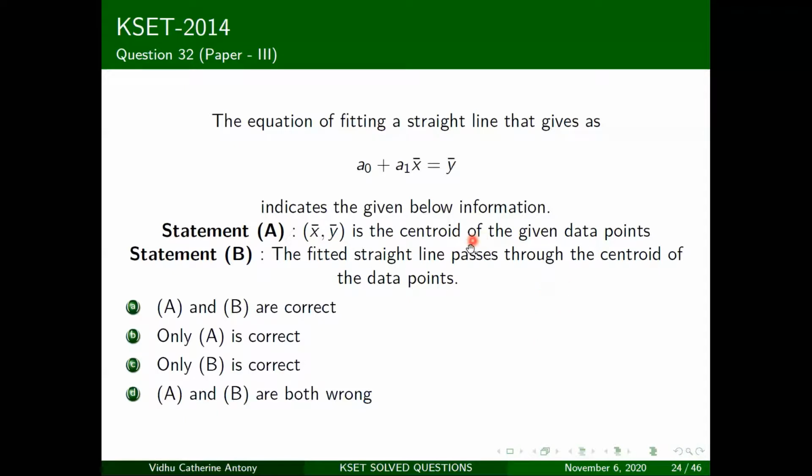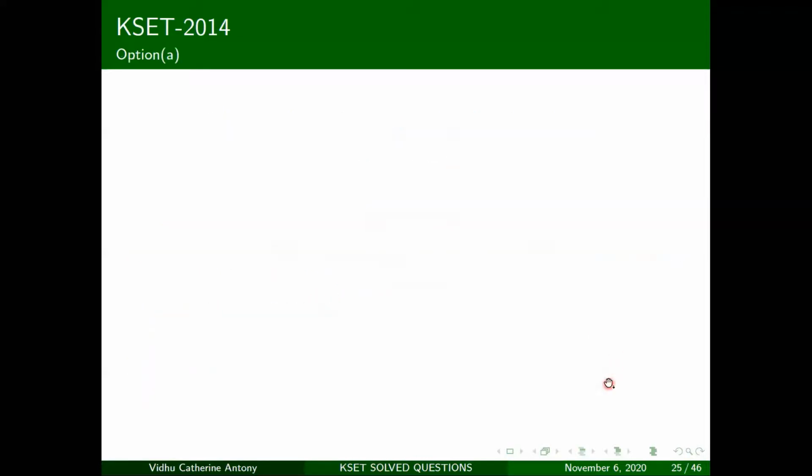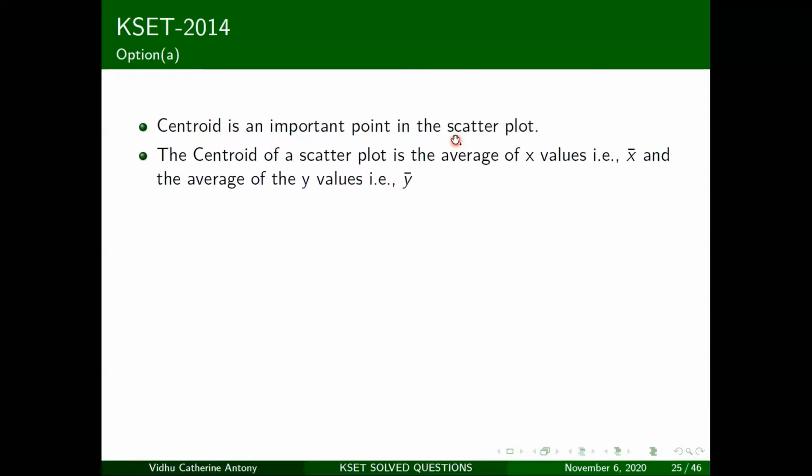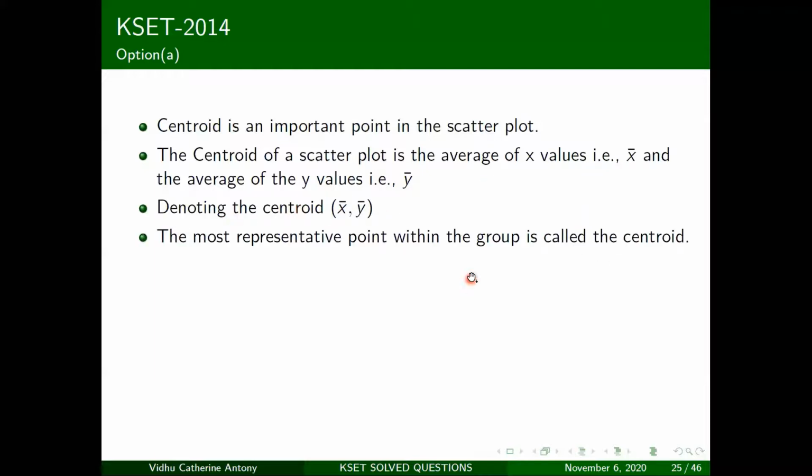Okay, so you need to check out what the centroid actually means. You can find it just by the way they've written it down. Your x bar is basically the x average values, y bar is the y average values. The next thing that you've been asked is, does the centroid pass through the straight line that you've fitted? Like I said, the centroid is an important point in your scatter plot. The centroid of a scatter plot is the average of your x values and the average of your y values. This is how it's denoted. The most representative point within the group is called the centroid.